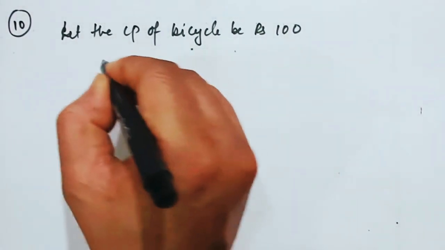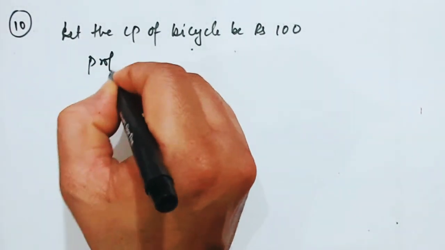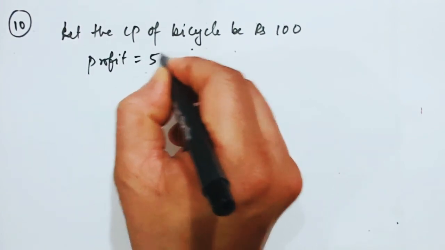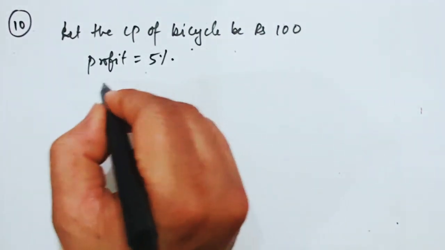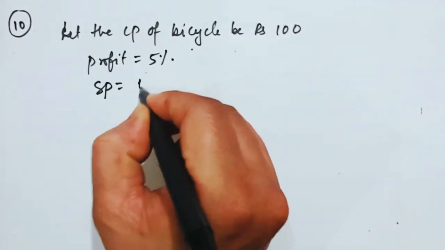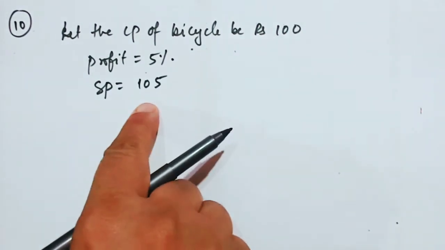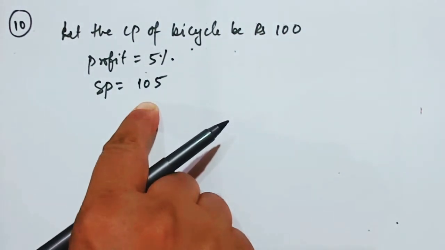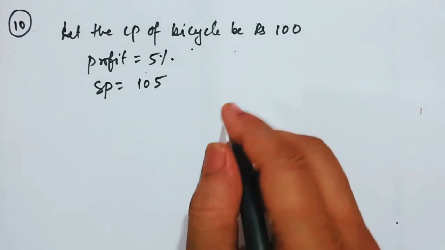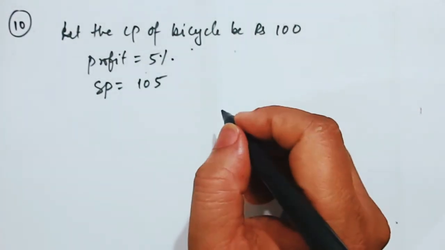Profit is equal to how much? So profit is equal to 5%. Therefore you will get selling price as 105. No issue at all. Now there lies a problem.